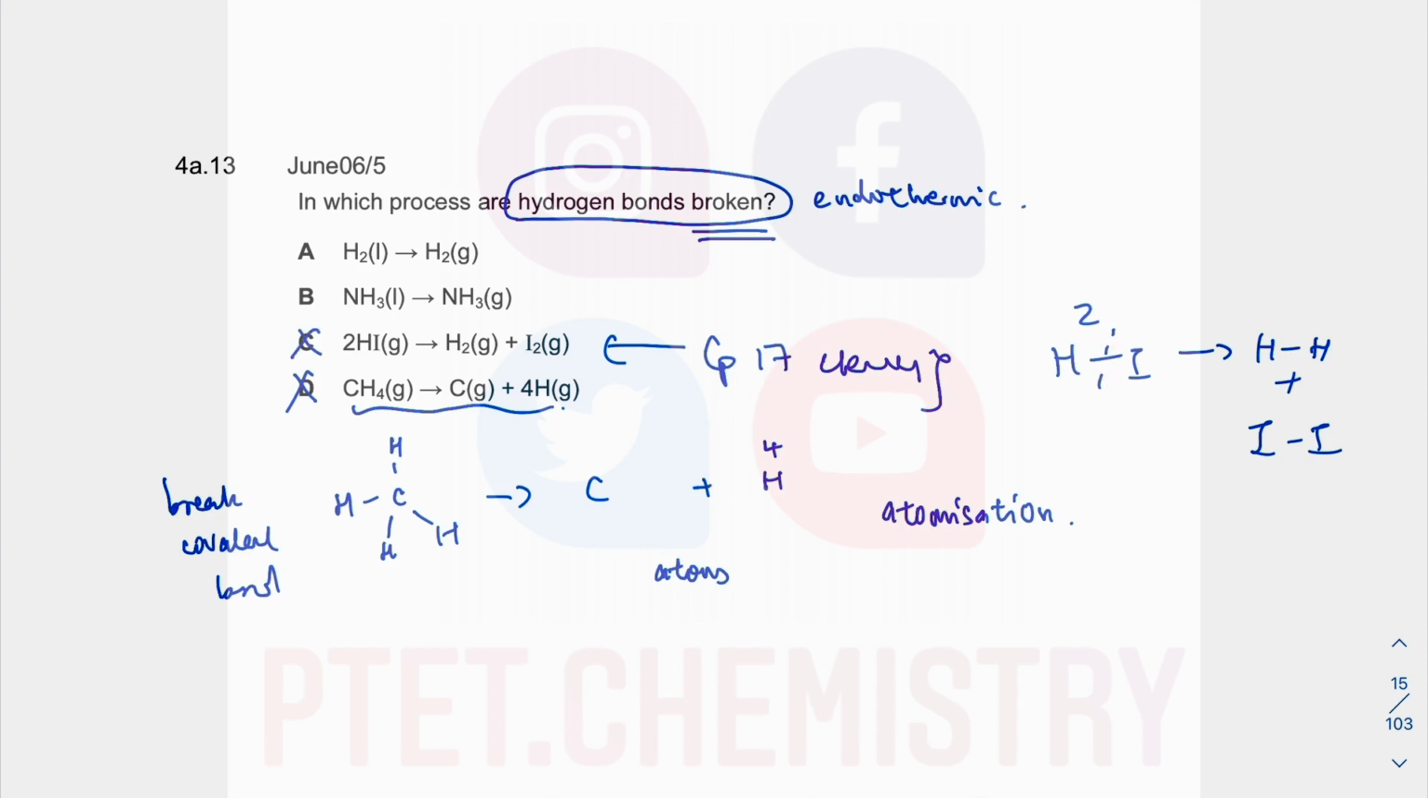Okay, between A and B, B is definitely the answer because, well, you know, H and H, only van der Waals. There's no permanent dipole, there's no hydrogen bond. So you're just breaking van der Waals to go from H2 liquid to H2 gas, whereas you have hydrogen bond between the NH3 molecules in NH3, okay?